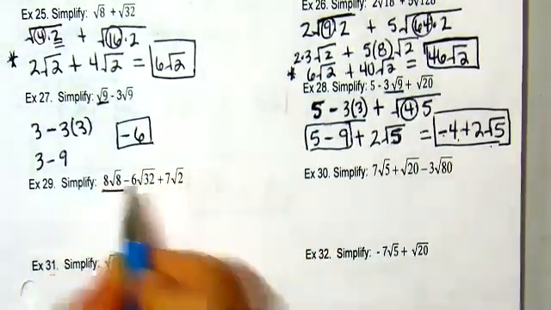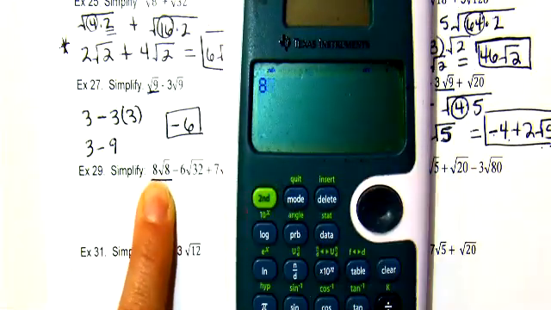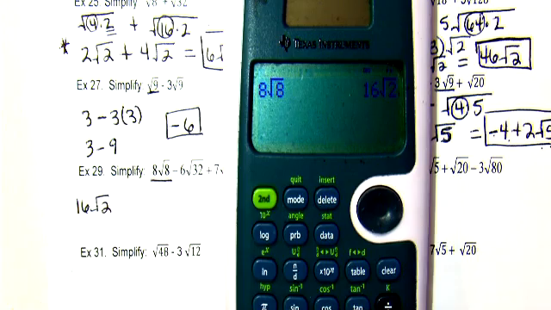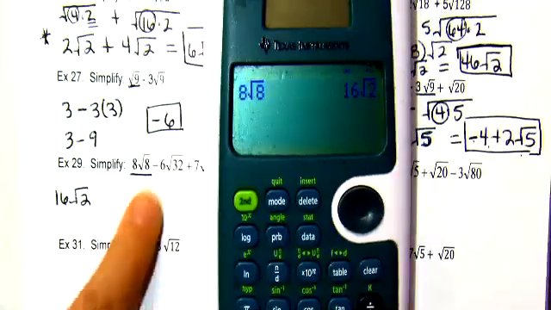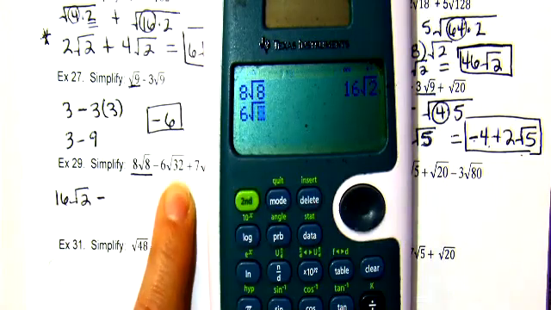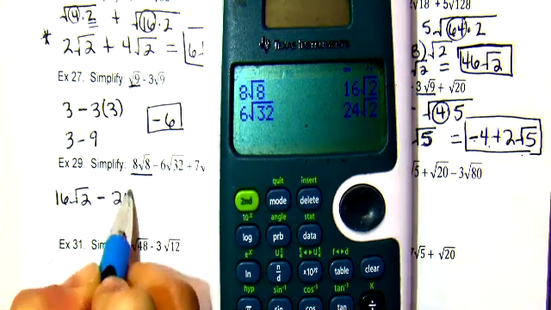Okay, so let's just practice. What if we're not breaking it down each time? Let's say I'm showing my work, and I'm not going to go entirely left to right with it, but 8 square roots of 8 is 16 square root of 2. And then I have a minus sign. Let's see what 6 square roots of 32 would simplify to, which would be 24 square root of 2.